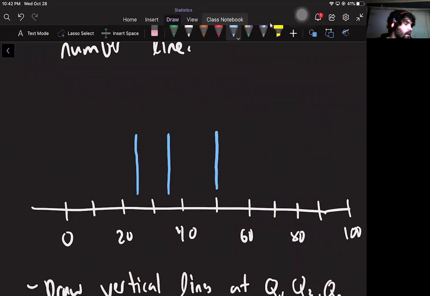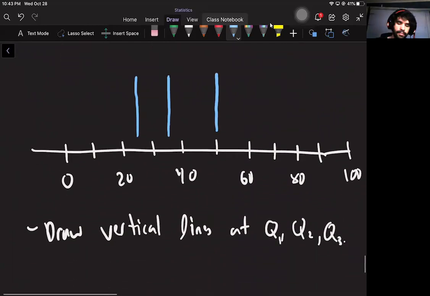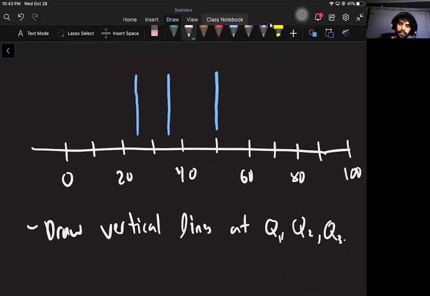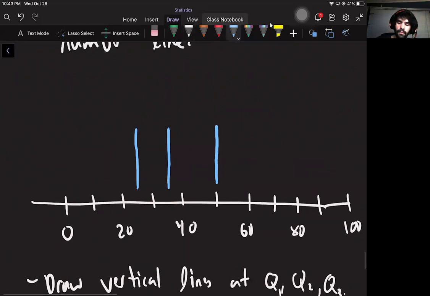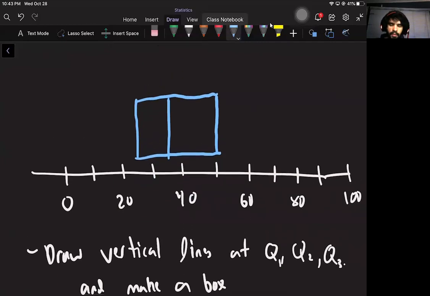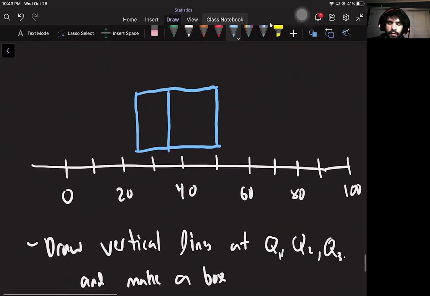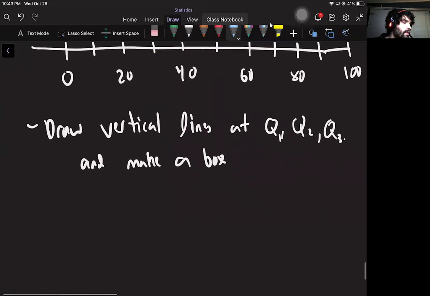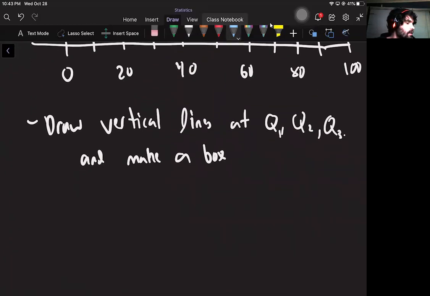So then I turn these three lines into a box. Hence the name Boxplot. So there's the box. And the idea is that it contains 50% of the data. It's cut in half. So half of that 50% is above the middle, half of it's below. That's just because of how the medians work. So next, we are going to draw the rest of it.